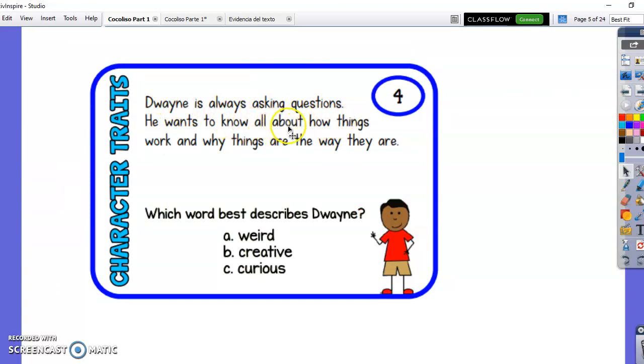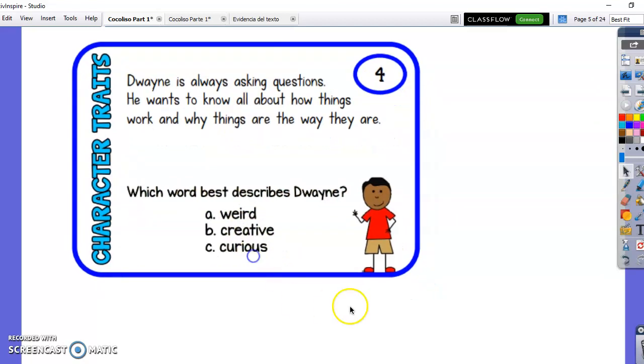This one says, Dwayne is always asking questions. He wants to know all about how things work and why things are the way they are. Which word best describes Dwayne? Is he weird, creative, or curious?